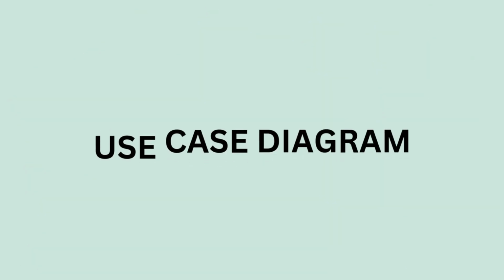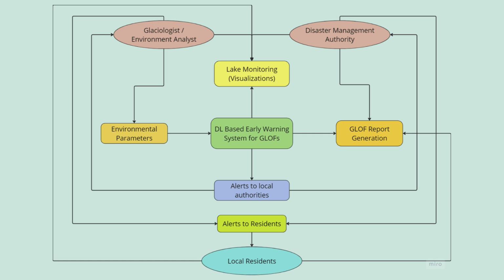Use case diagram. The system will be used by the Disaster Management Authority along with the local government bodies, environment specialist, analyst, and the local residents. The disaster management or the local government bodies are responsible for generating alerts to the residents in the region based on the prediction and alert provided by the system. They can also access the GLOF reports along with visualizing the current glacier lake activity for monitoring.